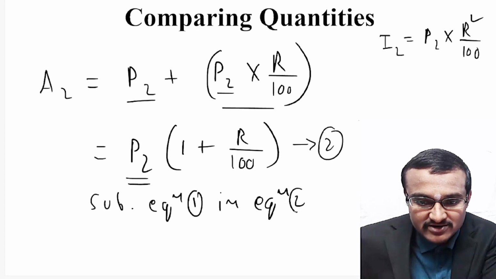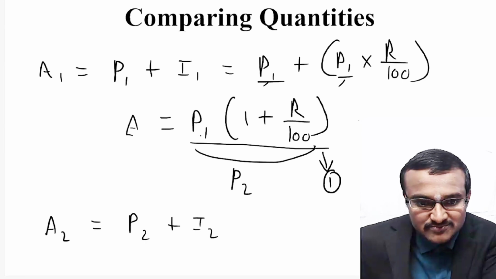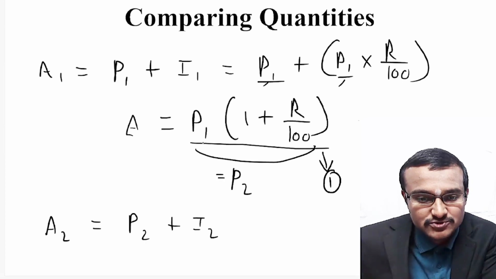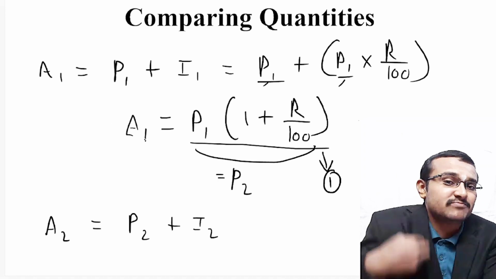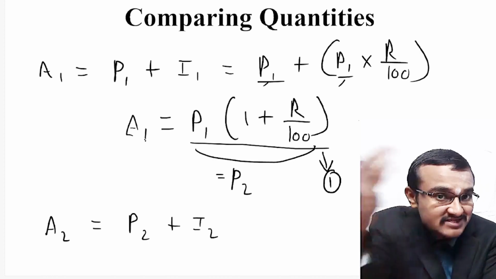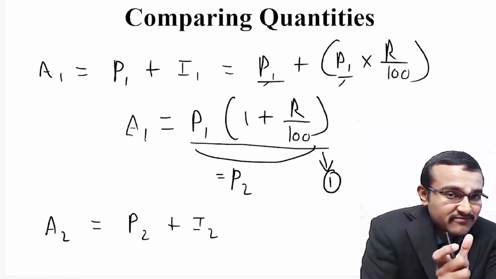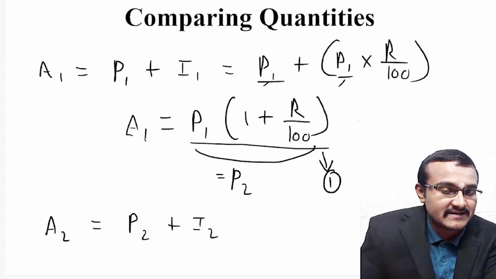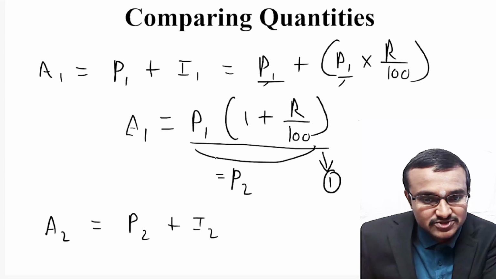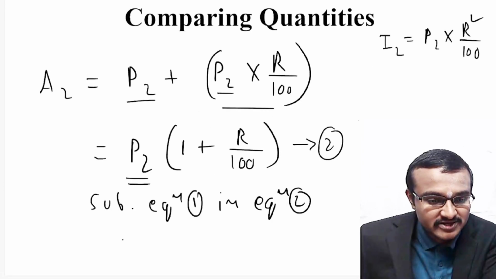So what is equation 1? Equation 1 is A1 is equal to P1 into 1 plus R by 100, which is equal to P2. So this particular amount 1 has become the principal amount 2, that is P2, for the second year. A1 is the amount which you are getting at the end of first year, and P2 is that new principal amount for the second year. So that is P1 into 1 plus R by 100, and that P2 you can substitute here.